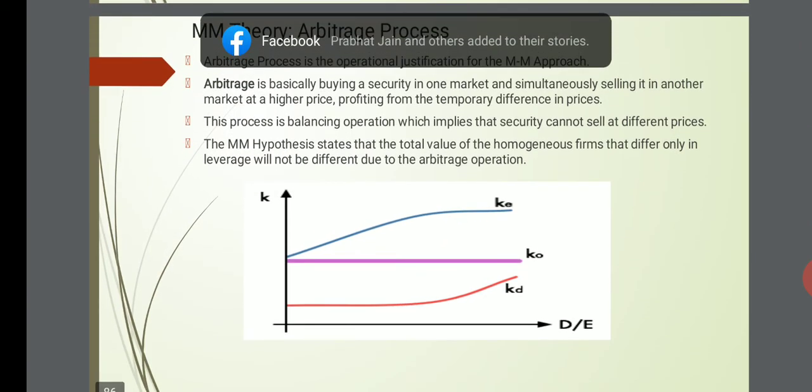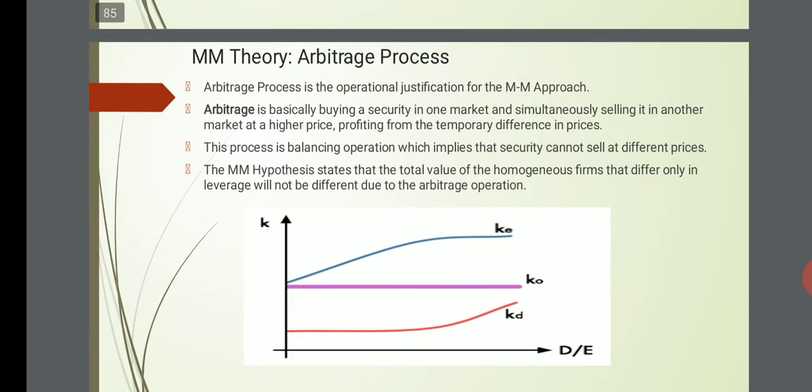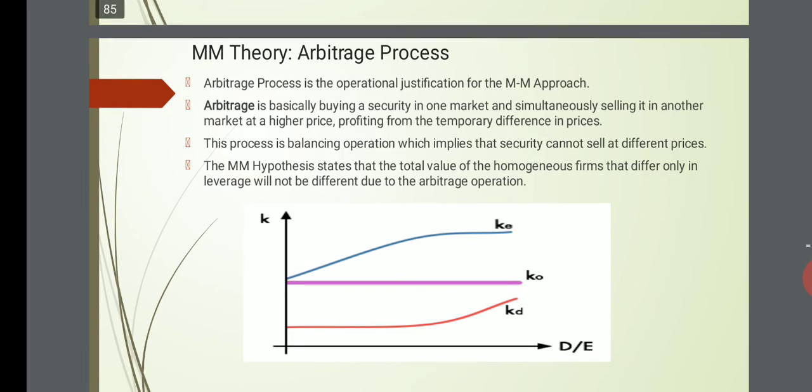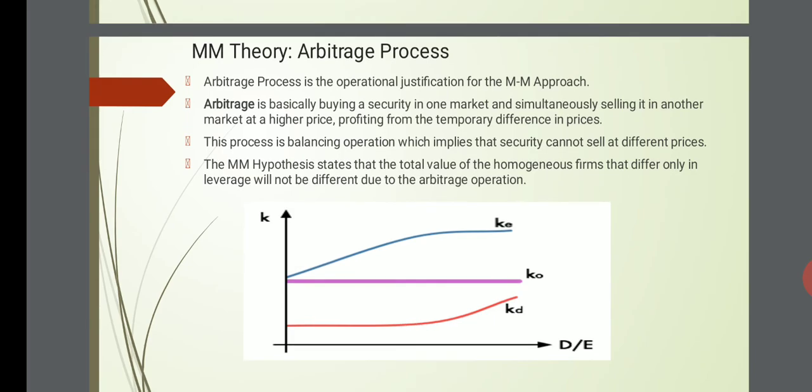Now, the Modigliani Miller theory of arbitrage process. It says arbitrage process. What is arbitrage process? It is the process in which there is a difference in the price of a commodity in two different markets, and thereby what business people will do is buy from the market where the price is low and sell in the higher market until there is price balance between the two markets. Arbitrage process is the operational justification for an approach.